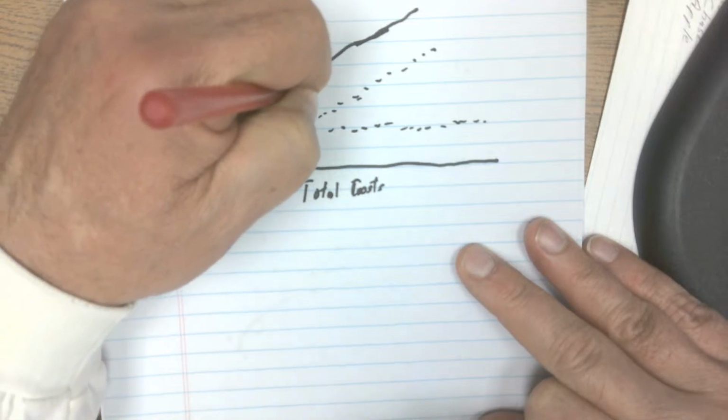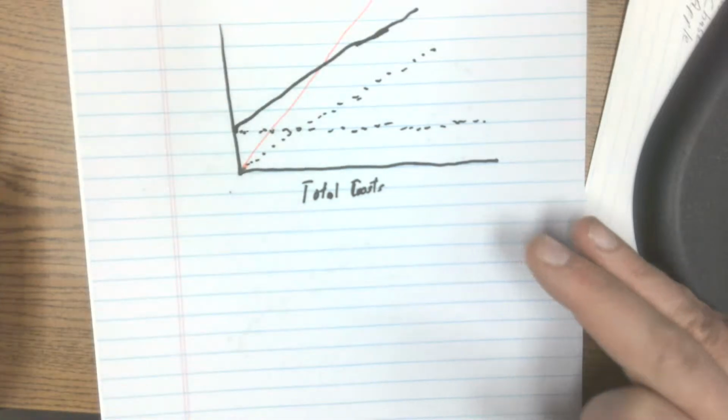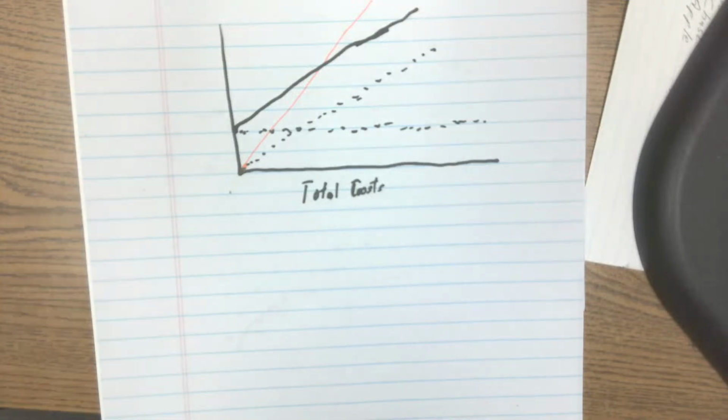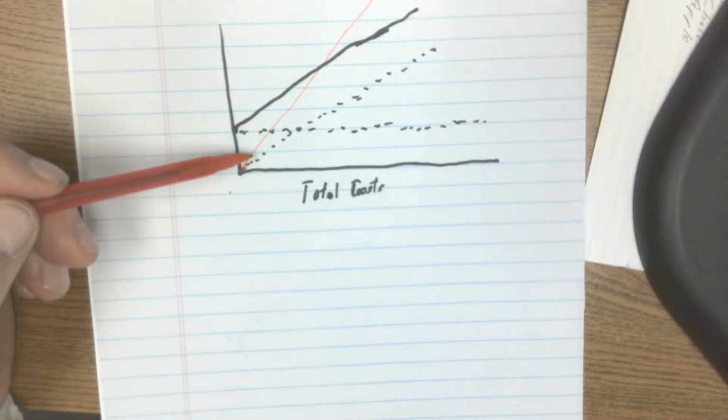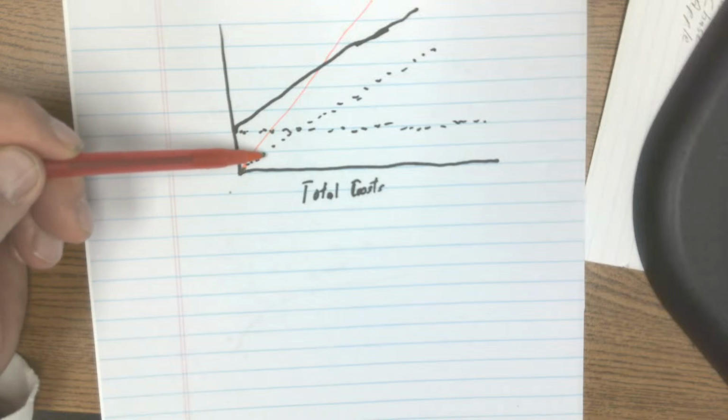Here's our revenue line. And this will be important a little bit later. The first thing you need to know is your revenue line needs to have a steeper slope than your variable cost line. If it doesn't, then the more you make and sell, the more you lose, right?